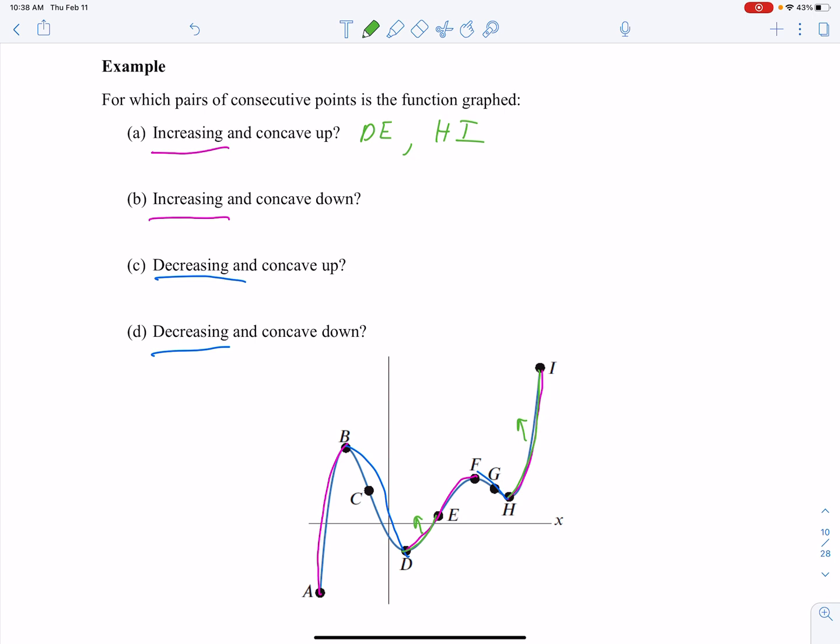Okay. All right, part B, increasing. So again, we're looking at the pink ones and concave down. All right, well, we can see from A to B, the curvature is facing down. And we also look right here from E to F, curvature is facing down. All right, and that looks like it.